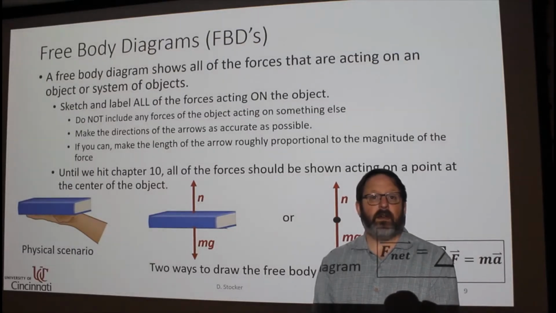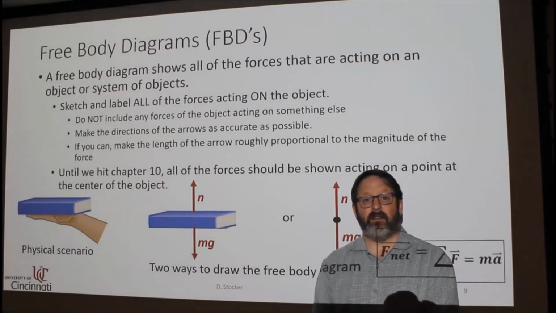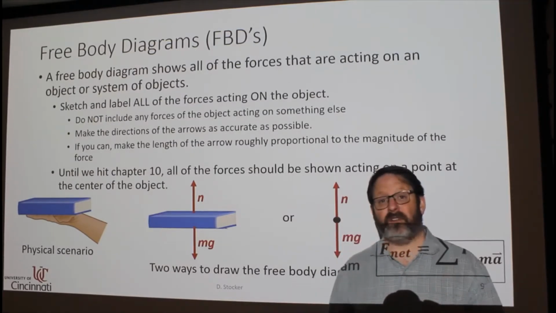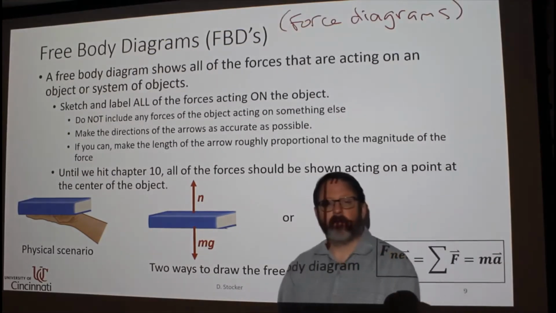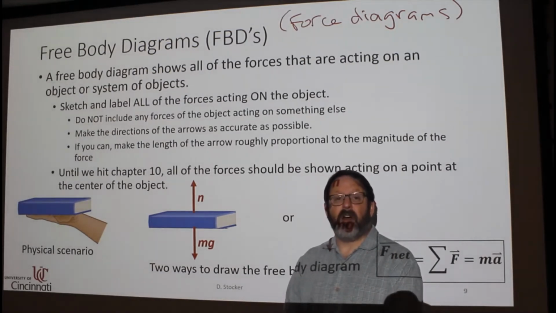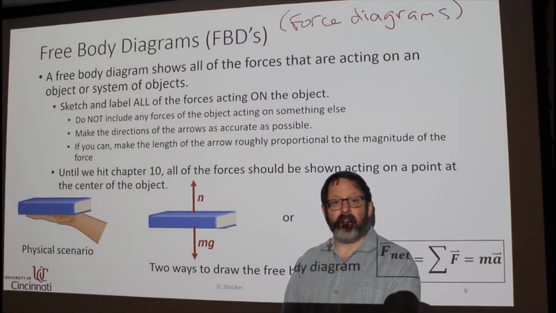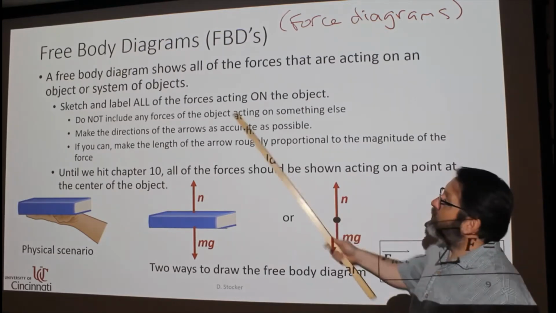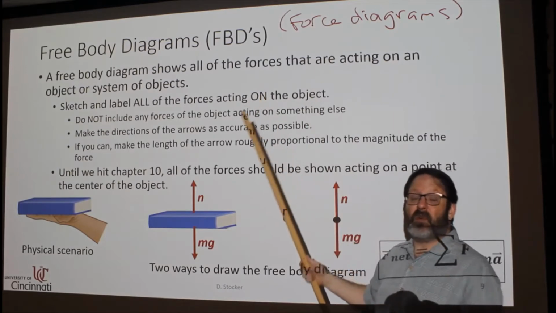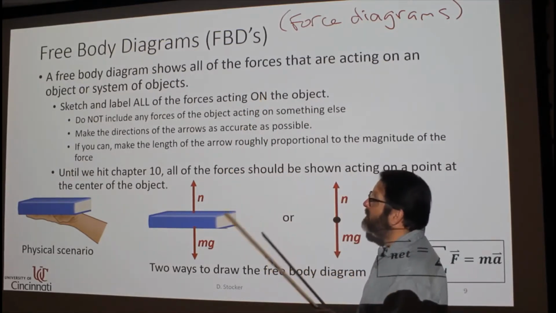In this video, I will present free body diagrams. Free body diagrams can also be called force diagrams. So what is shown on a free body diagram are forces. There is no velocity on a free body diagram, there's no position, it's only forces. So a free body diagram shows all forces acting on an object or sometimes on a system of objects.